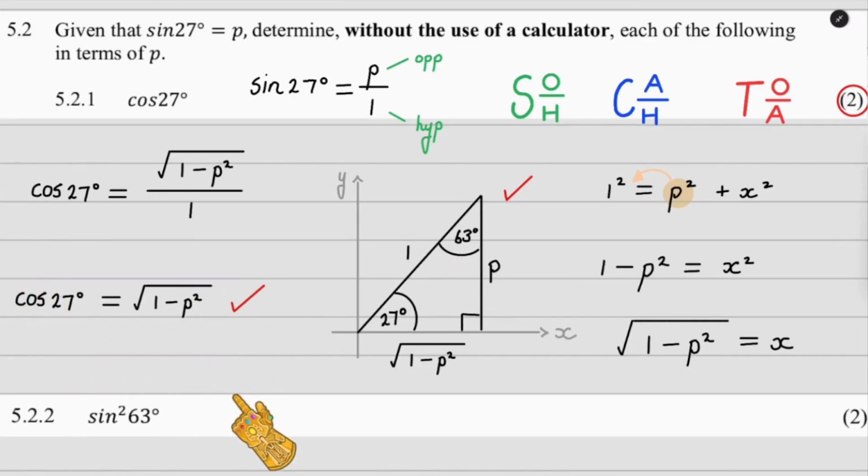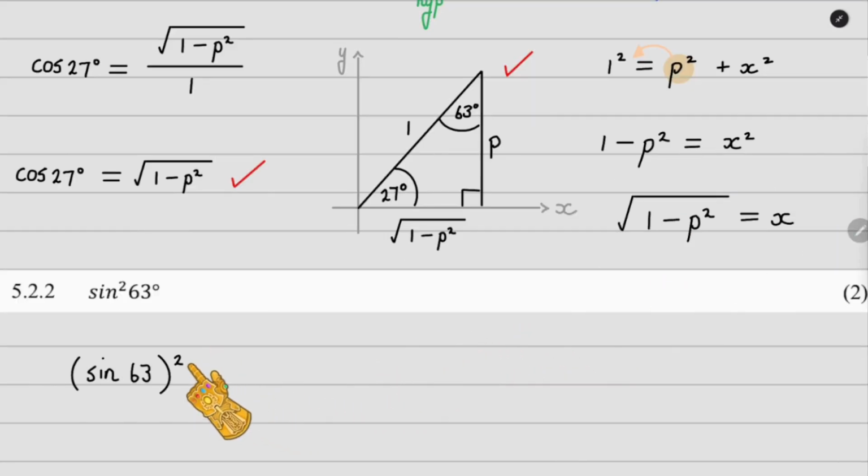Alright, now 5.2.2, we need to get sine squared of 63. The square is a bit off-putting, so how you deal with it is like this. You just move it to the outside. These are essentially the same thing. They mean the same thing. If the square is there or on the outside, it's the exact same thing.